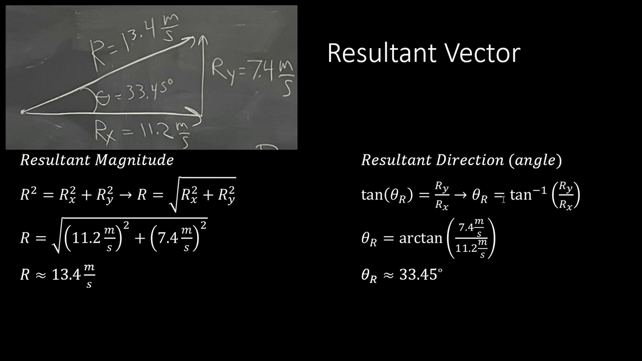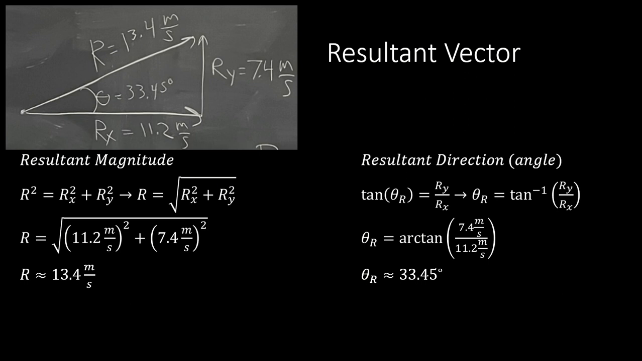If you use an online calculator like Wolfram Alpha, just type arctan, parenthesis, y component divided by the x component, and arctangent of 7.4 divided by 11.2. Or if you used a calculator that has the inverse tan function, use it and then Ry over Rx. That will give us an angle of 33.45 degrees.